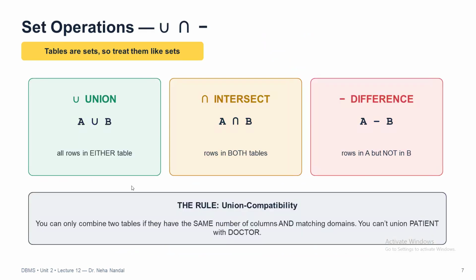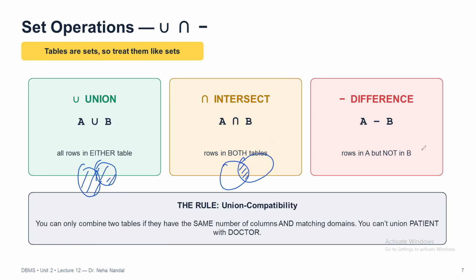Now let us see the next one, that is set operations. In this one, because tables are sets, we can treat them with the classic set operations you already know from maths. So union will be what? All rows in either one of the tables. Intersection is what? Rows in both. And difference is what? Rows in the first table but not in the second table. That we have already studied. So you can union, combine everything, either one of them, all rows in either table.